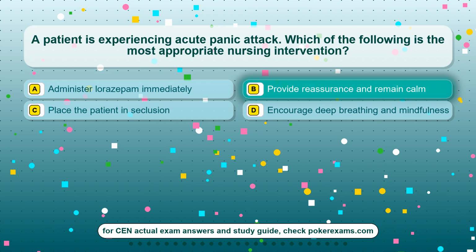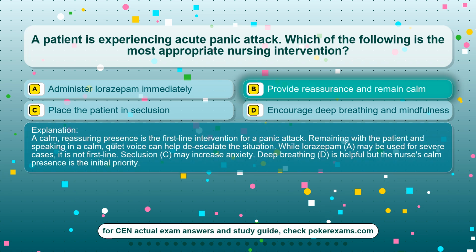The correct answer is option B, provide reassurance and remain calm. A calm, reassuring presence is the first-line intervention for a panic attack. Remaining with the patient and speaking in a calm, quiet voice can help to de-escalate the situation. While lorazepam, A, may be used for severe cases, it is not first-line. Seclusion, C, may increase anxiety. Deep breathing, D, is helpful but the nurse's calm presence is the initial priority.